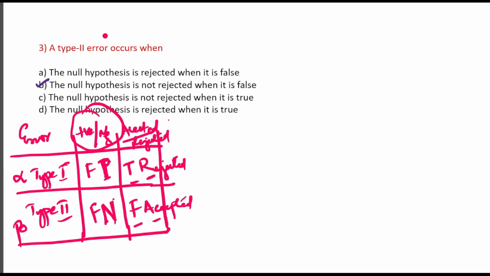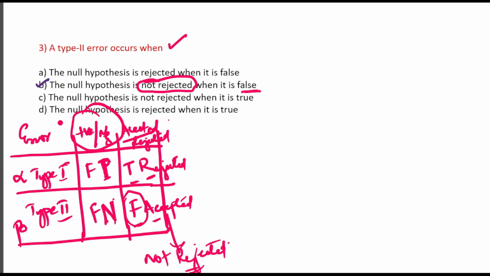So our question said, a type 2 error occurs when what? Our answer was that the null hypothesis is not rejected when it is false. Not rejected in the sense accepted. When it is accepted, that means it is not rejected. So therefore this is the answer for this question: the null hypothesis is not rejected when it is false.